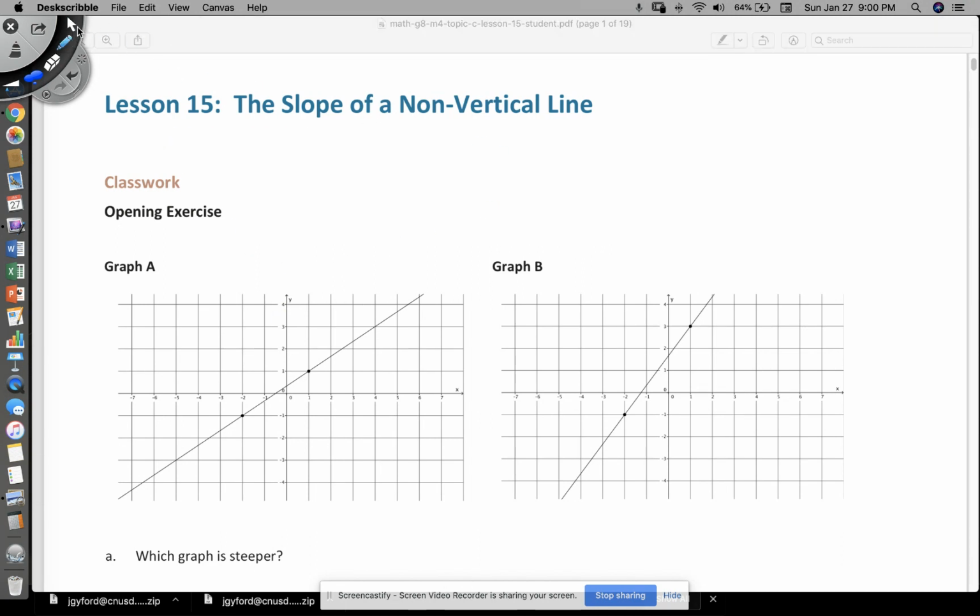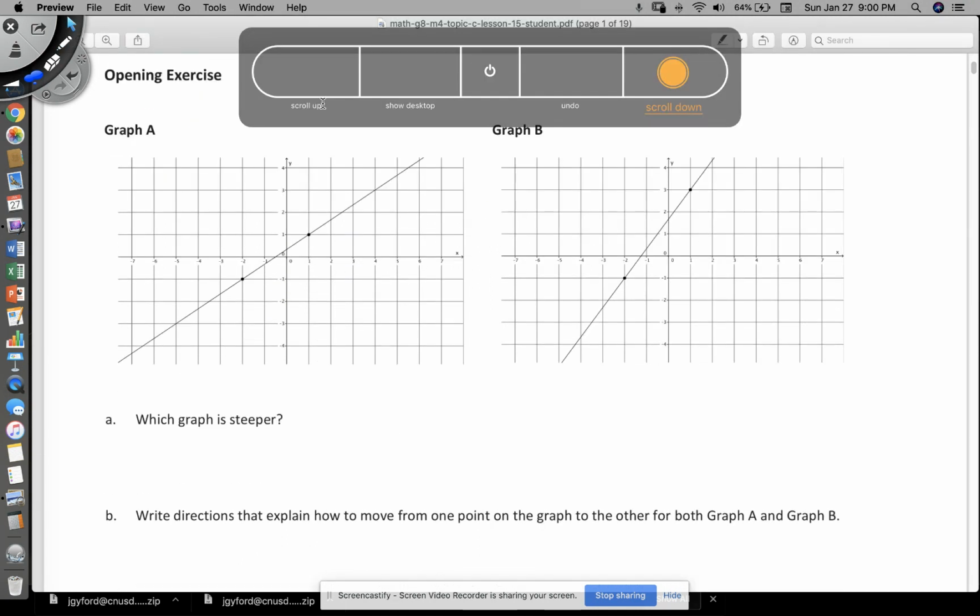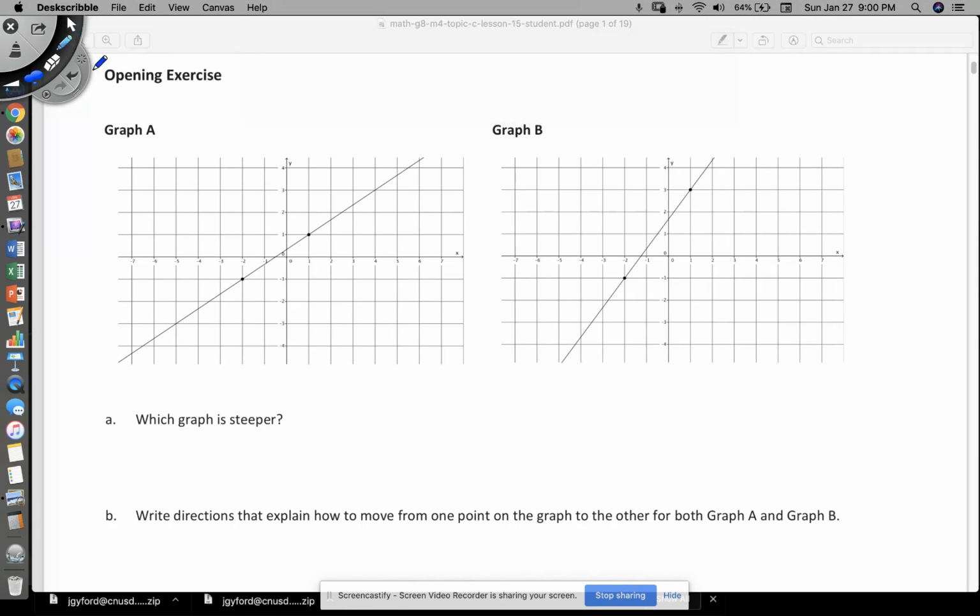Okay, so we're going to look here. I'm going to bring this up just a little bit. We're going to look here at graph A and graph B, and we're going to find what is the rise and the run. So rise obviously means we're going up. Run means we're running sideways.